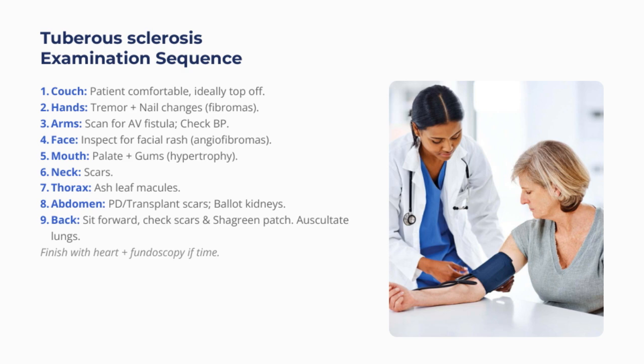Turning to the back, I'll ask the patient to sit forward so I can inspect for additional scars and look for a shagreen patch, which appears as a leathery, textured skin lesion. I'll also auscultate the lungs to check for any respiratory issues. If time permits, I'll proceed with a cardiac examination and then perform fundoscopy to look for retinal hamartomas or other ocular findings associated with tuberous sclerosis. This systematic approach helps us identify the key features of tuberous sclerosis and assess the extent of systemic involvement.